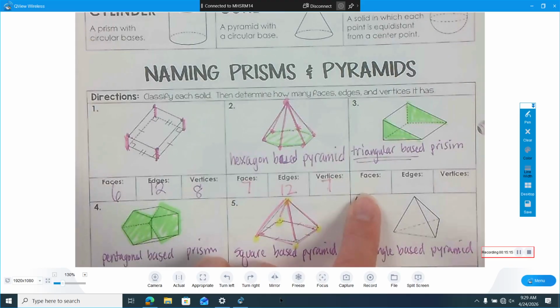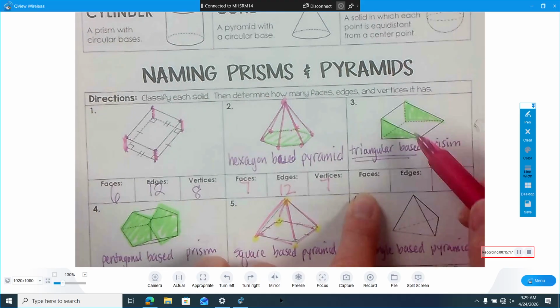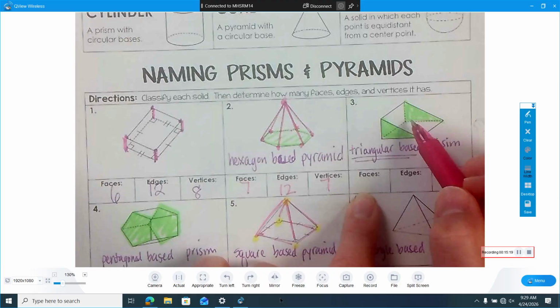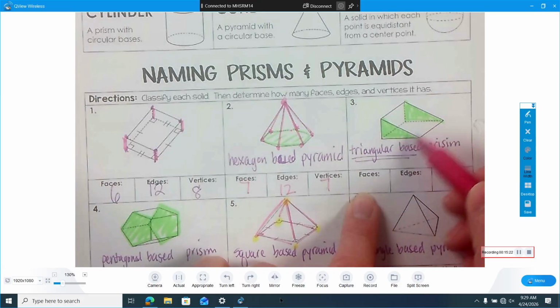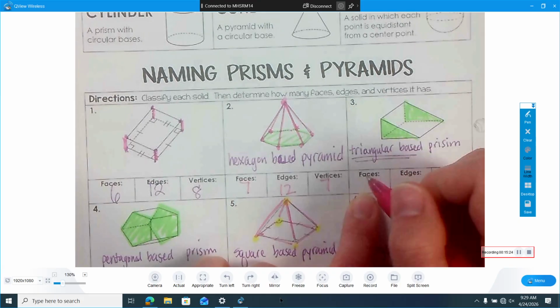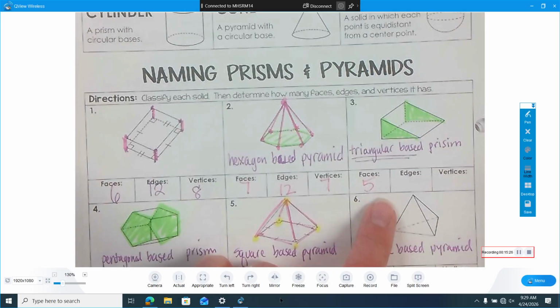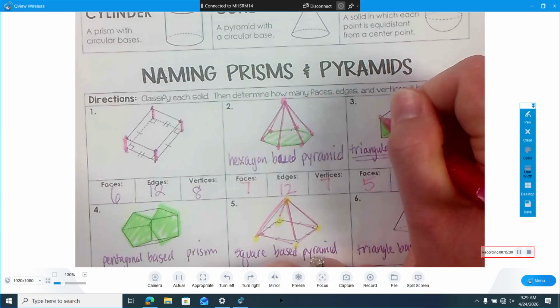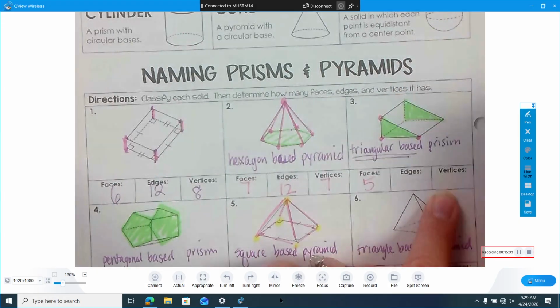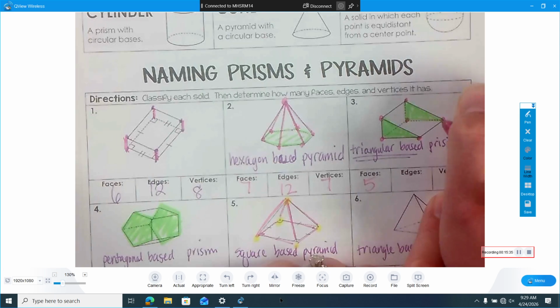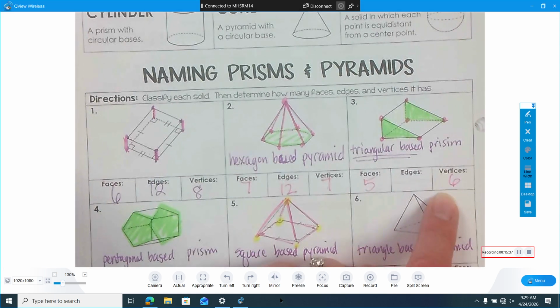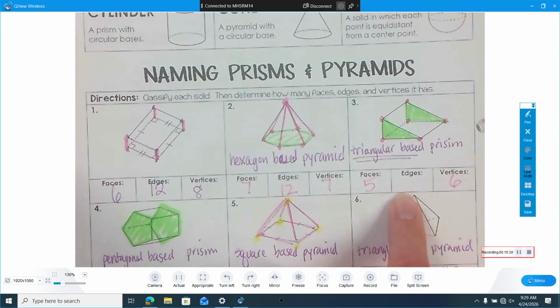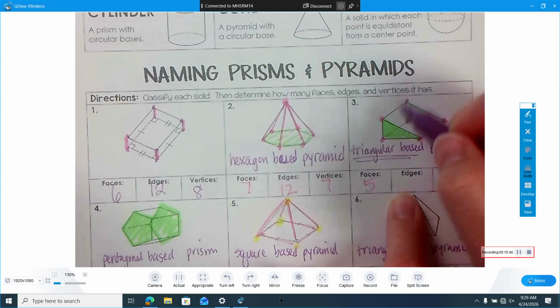How many faces does that have? 5. Good. There's a top face and a bottom and a left side, and then there's a front and a back. So there are 5 faces. How many vertices? 6. Yeah, we've got 1, 2, 3 for the front triangle and 1, 2, 3 for the back triangle. So there's 6 vertices. How many edges? 9 is correct.